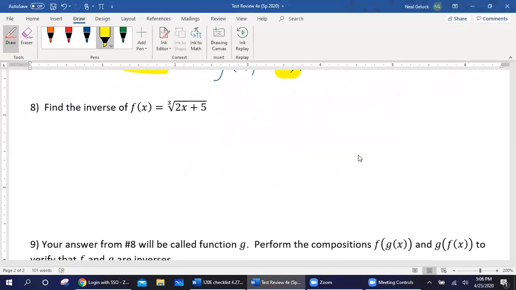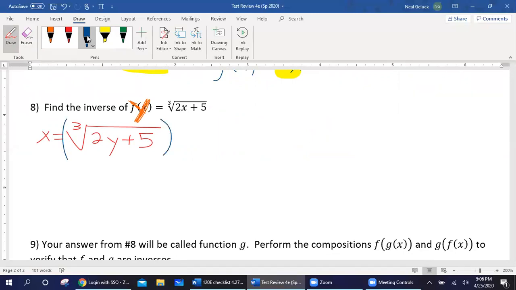Number 8, we're looking at an inverse. So for the inverse, this f of x, we think of it like a y. We switch the x and y. So this will be x equals the cube root 2y plus 5. And now I'm just going to solve for the new y. So the first thing I've got to do is get this cube root out of here by cubing both sides. So at this point, I'm at x cubed. I just eliminated the cube root, so now I have 2y plus 5.